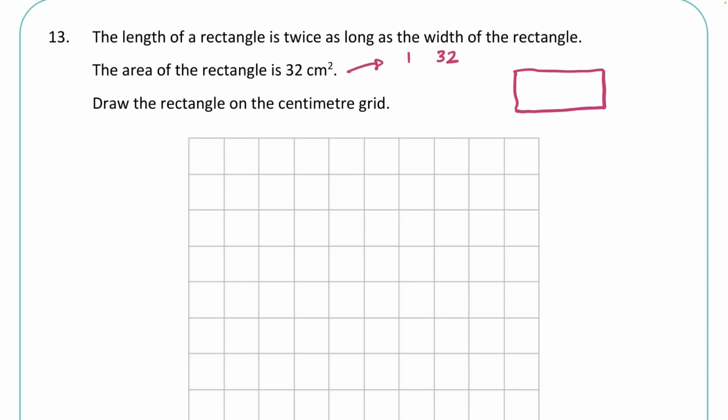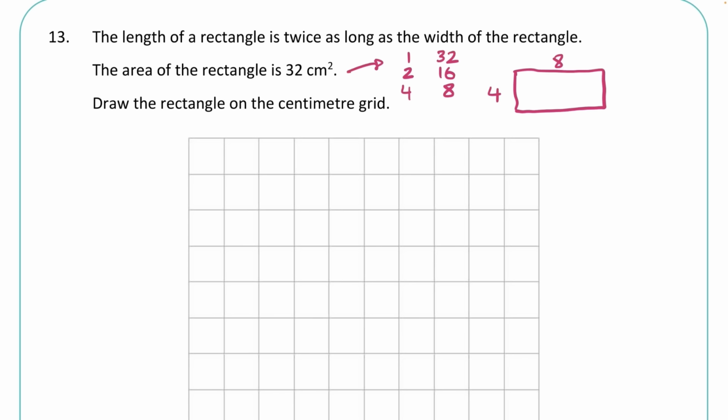So 1 and 32, that doesn't work. 2 and 16, that doesn't work. 3 doesn't go into 32. 4 does. 4 goes in 8 times. And actually, straight away, look, 8 is twice as long as 4. So the width would be 4 and the length would be 8.